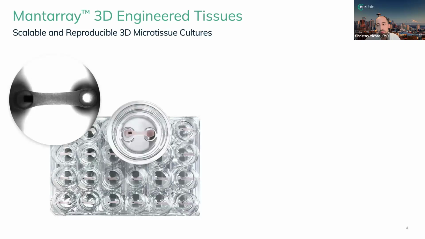So this is a core consumable that Curi Bio provides, so you can use 3D tissue technology. What you're seeing in the photo over here is the Mantarray plate, which is a 24-well plate, and within each one of the wells, you see that little strip. That is a tissue that is suspended between two posts, and it can contract. And we have built this because we believe in the benefits of 3D tissue technology.